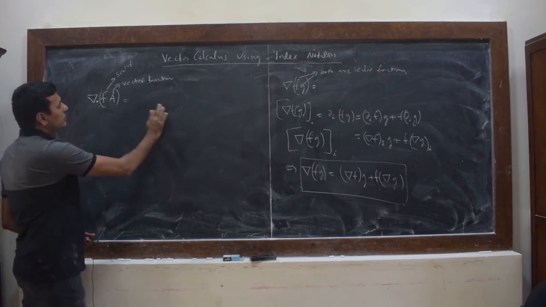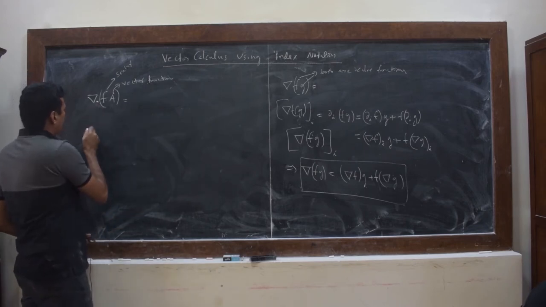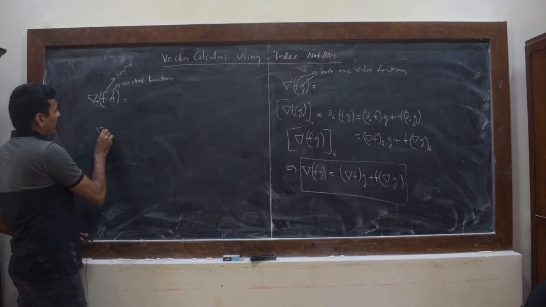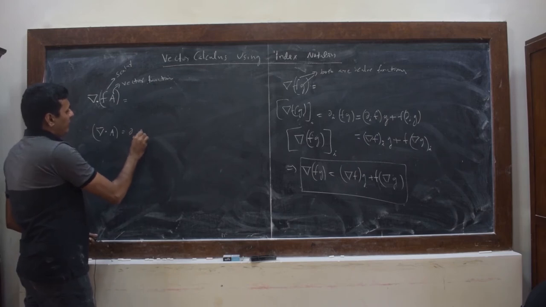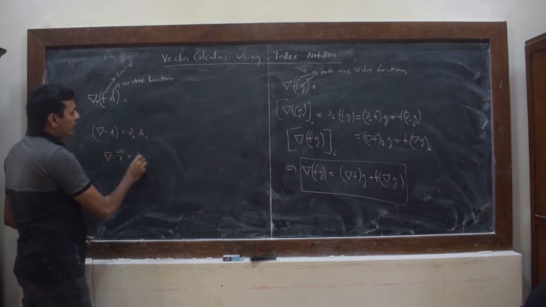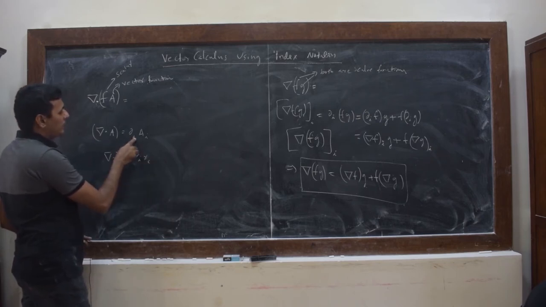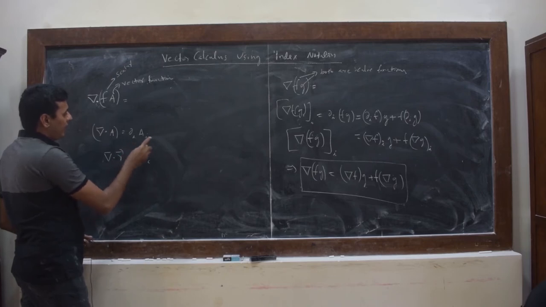Now let us try to evaluate. So you know that when I said del dot r, it is nothing but del i xi, because I told you del dot r is del i xi. So del dot a is nothing but del i ai.